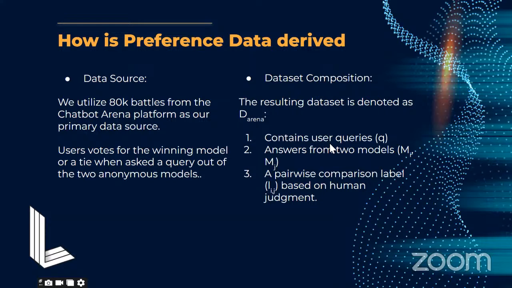What does the dataset composition look like? It contains a query. It contains the answers for the query from the two models. And the very important thing, the comparison label. This means, based on human judgment, how well the two models compare, which model is better than the other, and by how much.